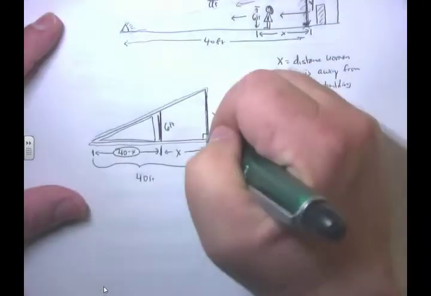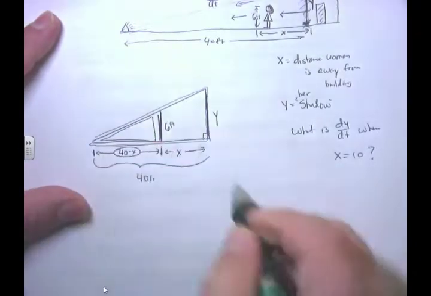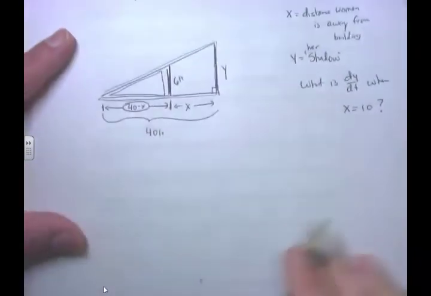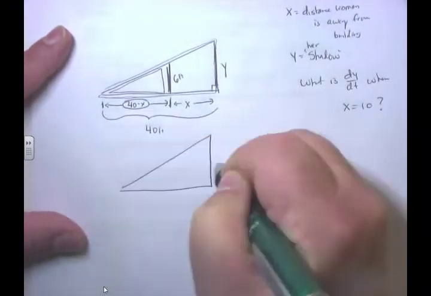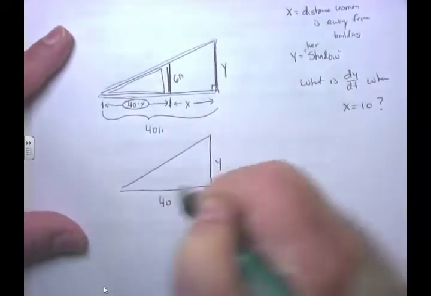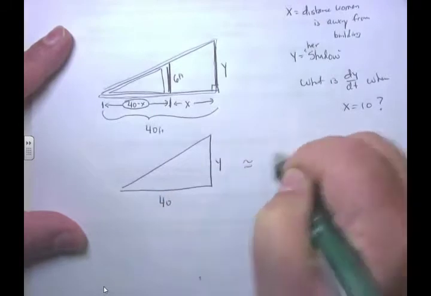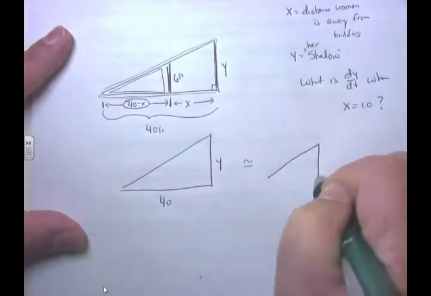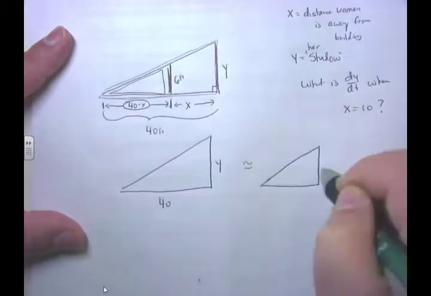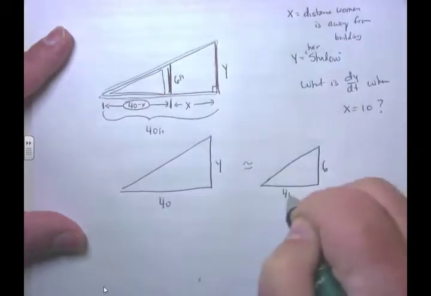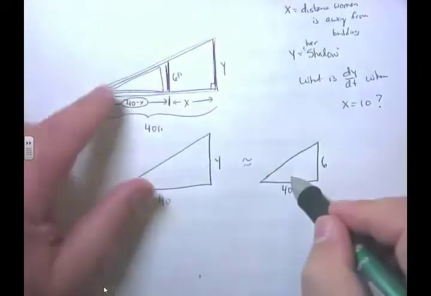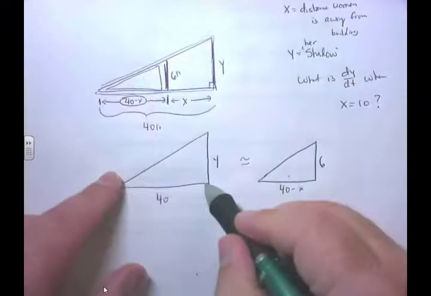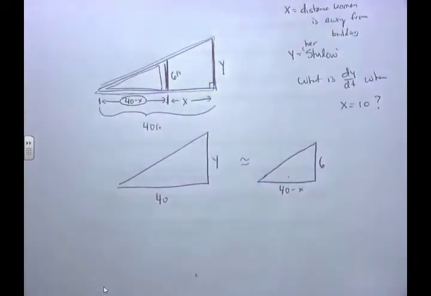So here we go. Y is to 40. This is the big triangle. So let me just draw two more triangles because I have more than enough room to do this problem. This is your big triangle right here. Here is y, here is 40. And this is similar to the small triangle. This is 6, and this is 40 minus x. Does that make sense? The small triangle, not drawn to scale, is right here. The big triangle is the whole thing. The ratio of sides of similar triangles are equal.